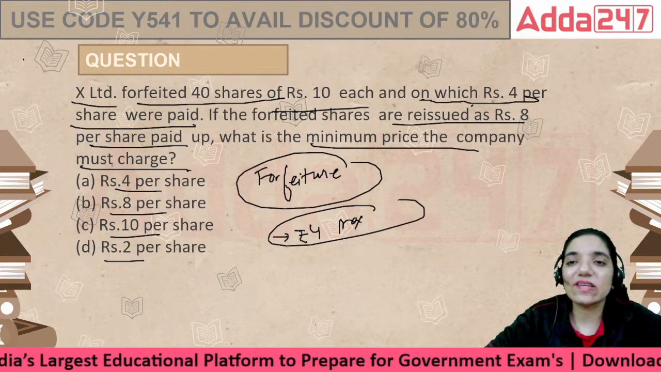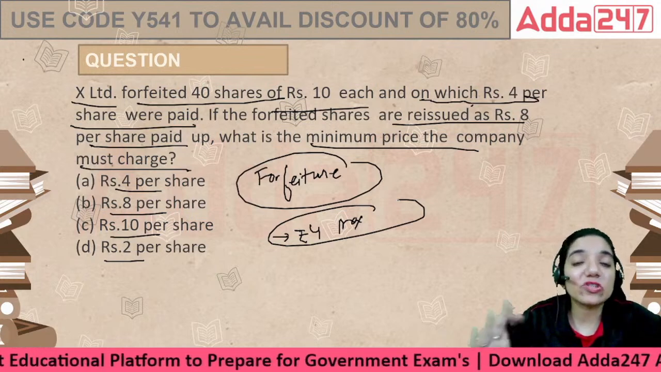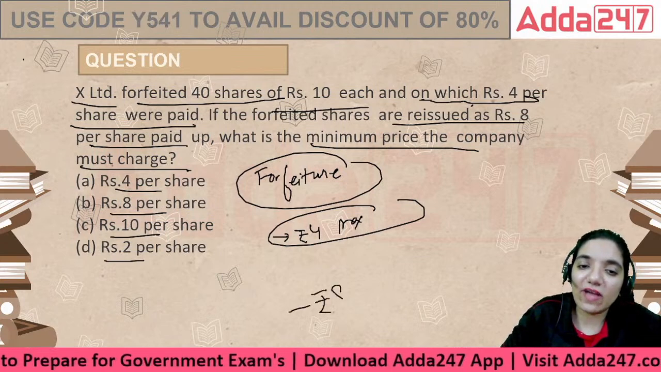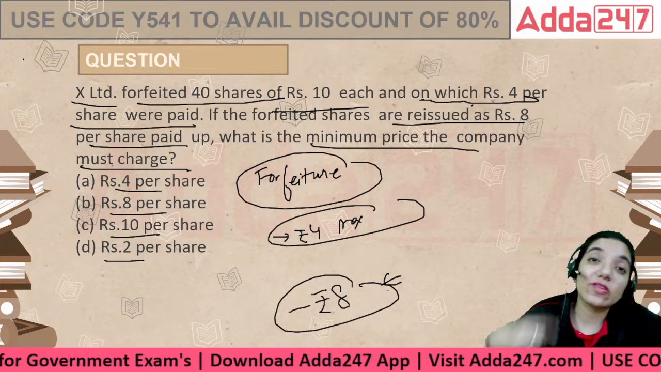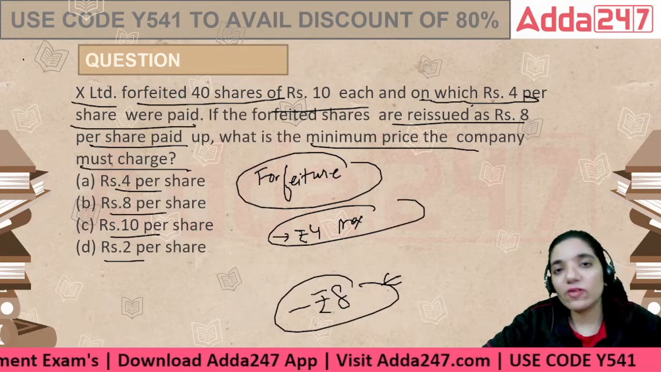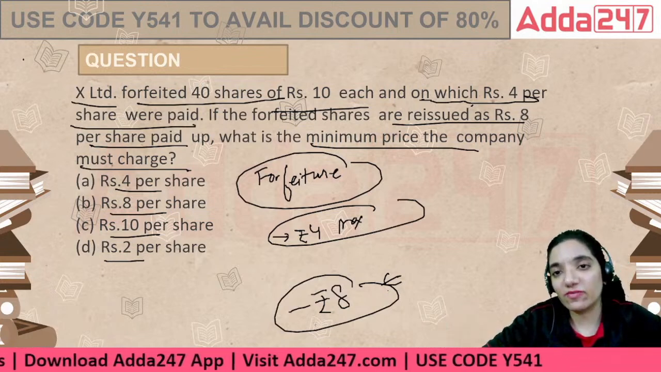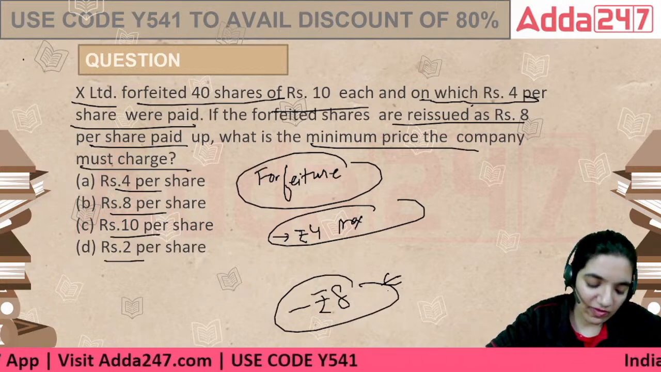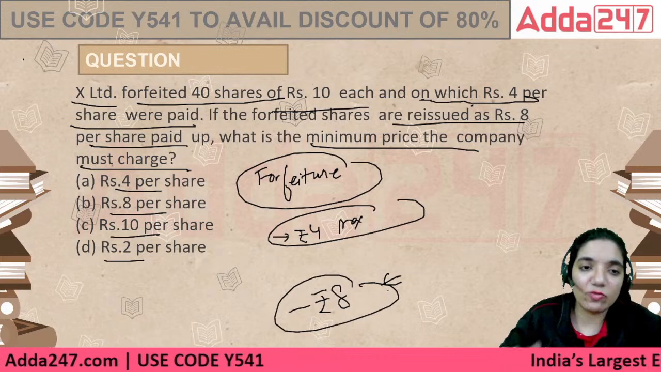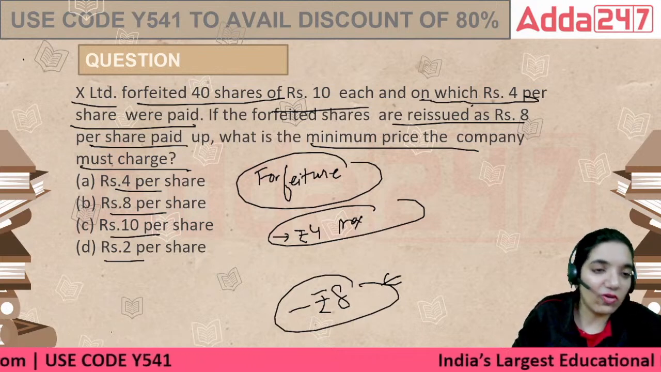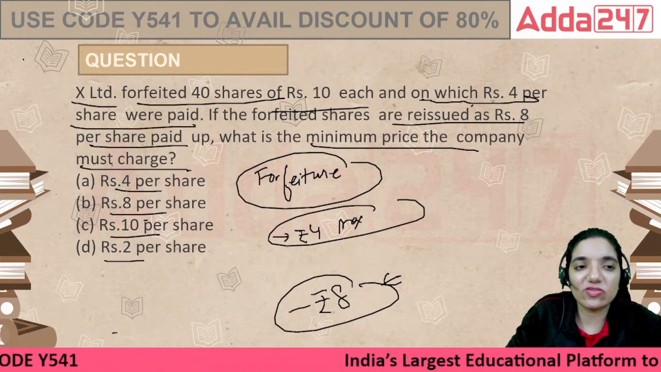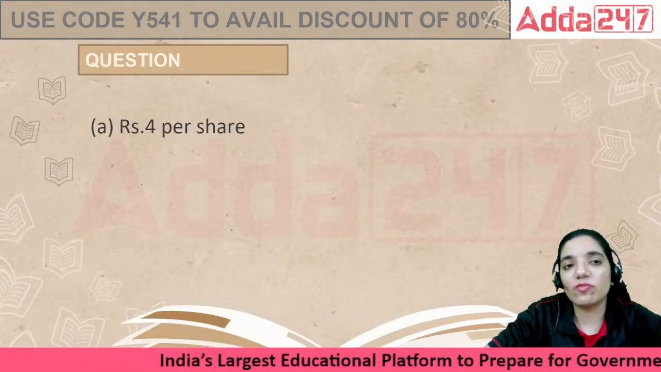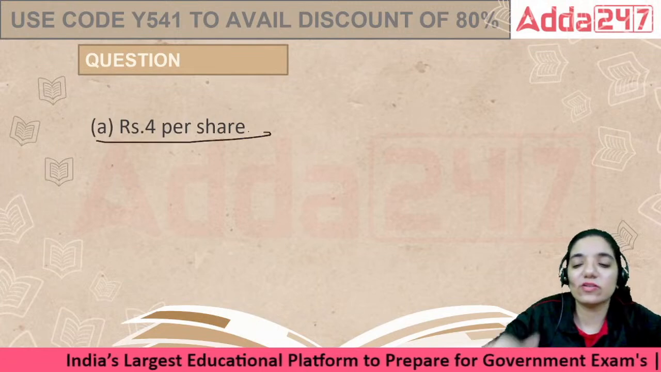In this case, they said rupees 8 per share paid up. That means from the next person, we are asking them to pay a total share value of 8 rupees. Out of that, how much discount can we give to them? See, the point is, out of 8, we have already received 4 from the previous person. So 8 minus 4, it would be 4. So the discount that we can give to the next person would be 4 rupees per share.